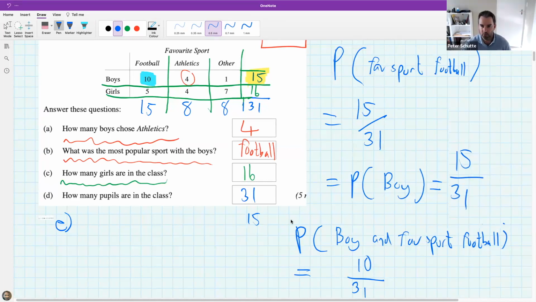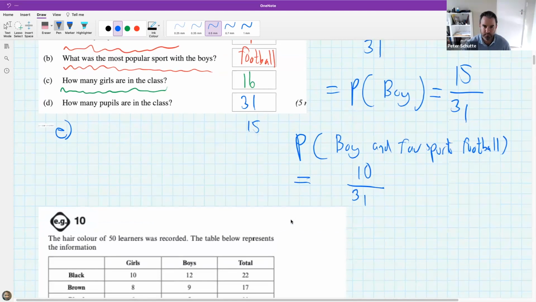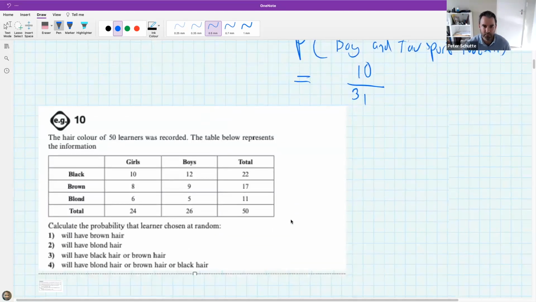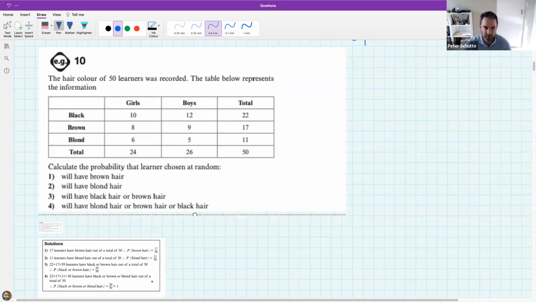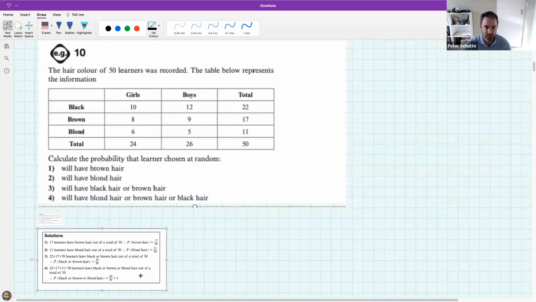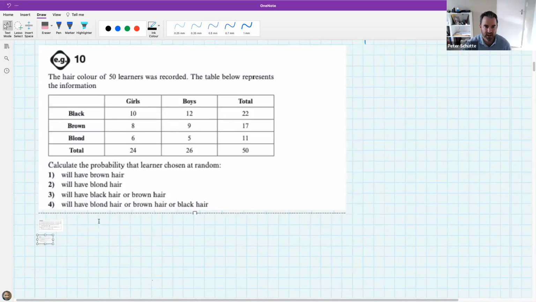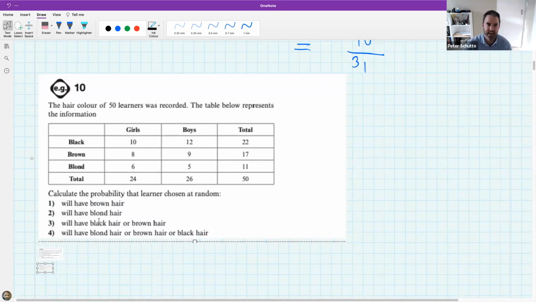So then let's move to another table. Now, in this table, it's a little bit more exciting. So what I want to do is I want us to look at this table, and it says that the hair color of 50 learners was recorded. And the good news is down here, I see a 50. I want you to work out for number 1, if you choose a random learner from this table, what is the probability they will have brown hair?